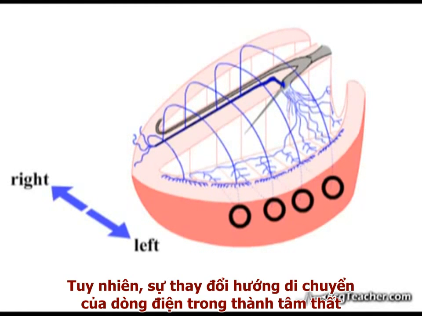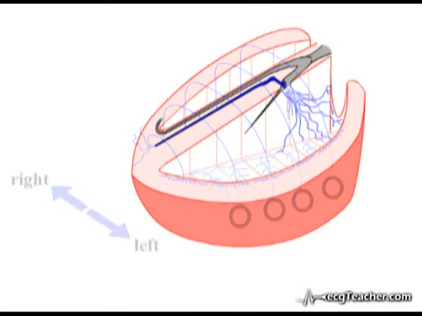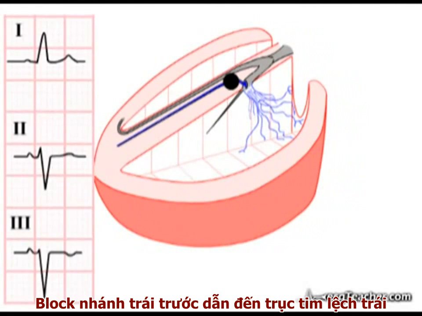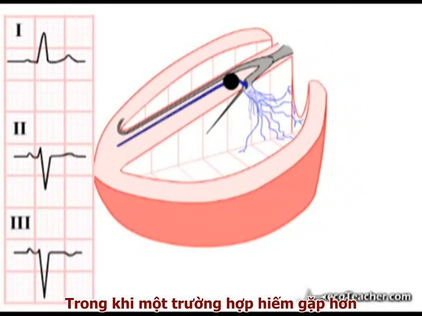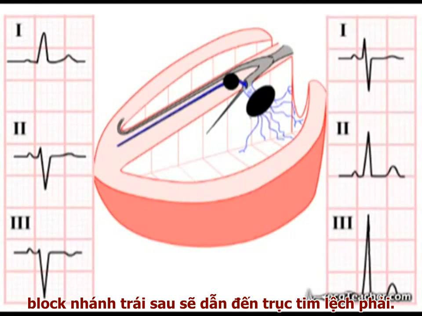However, the altered pattern of flow within the left ventricular wall manifests on the ECG as a shift in the cardiac axis. Left anterior fascicular block results in left axis deviation, while the more unusual left posterior fascicular block results in right axis deviation.